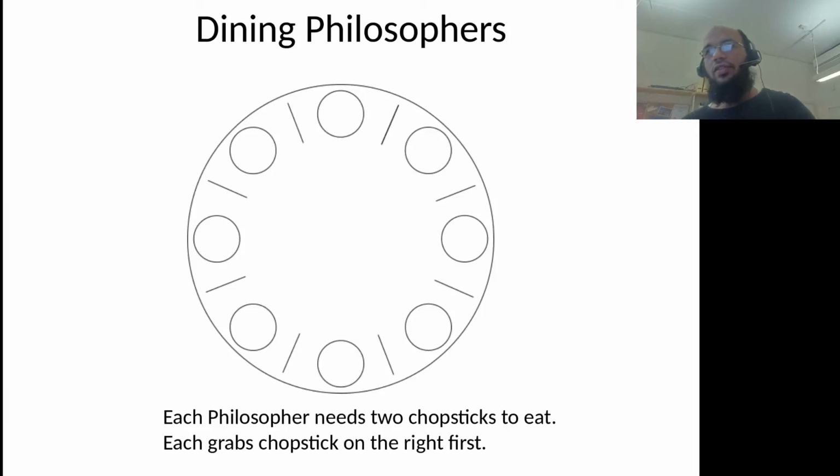So you have philosophers sitting around the table trying to eat spaghetti or something. And well, they have chopsticks, or a fork and knife, or two forks, or any two pieces of resources that are needed to eat.